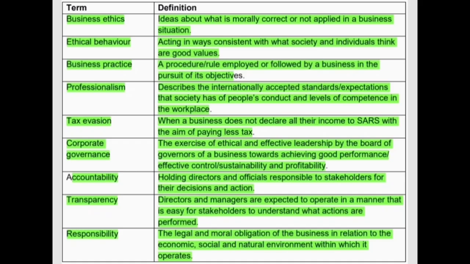Now I have to explain the meaning of professional behavior and the meaning of professionalism. Can you please hear this clearly? I will give you the meaning of professional behavior, then I will also give you the meaning of professionalism. Kindly look at your screen so that you can see what I am talking about.